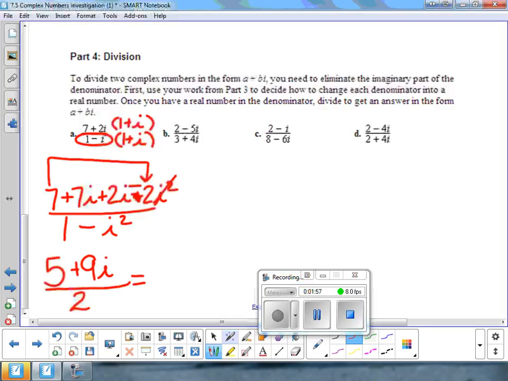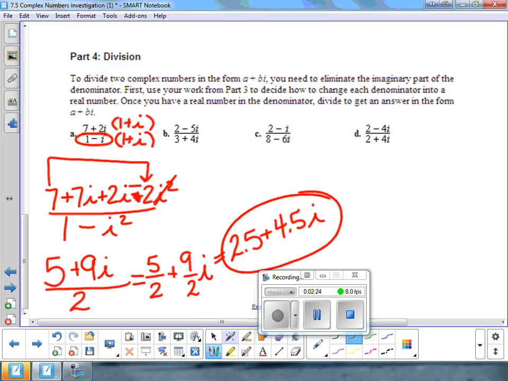That's almost our final answer, except we traditionally split up the complex number into 2 parts. The 5 divided by 2 plus the 9 divided by 2i. Sometimes you'll see it written as a decimal. 5 halves is 2.5. 9 halves is 4.5i.